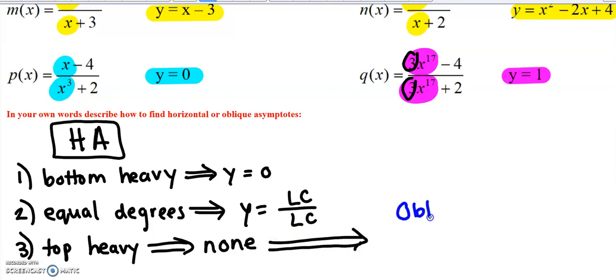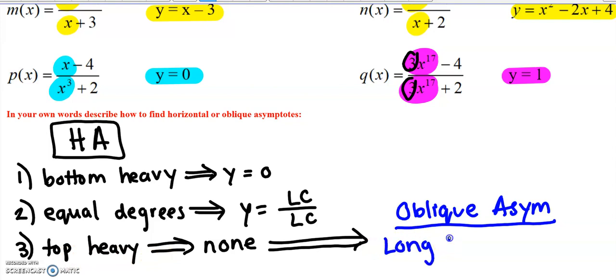Oblique asymptote. In the top-heavy scenario, we would use long division to find the equation, and we would drop the remainder as well. We'll have more examples of that coming up, but it's really important for us to know the different cases.